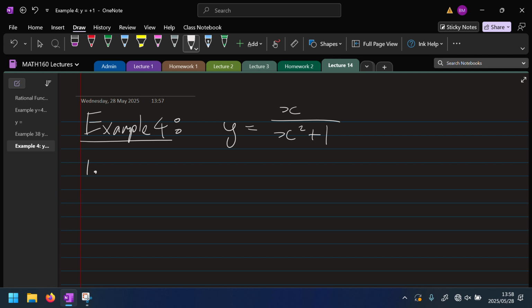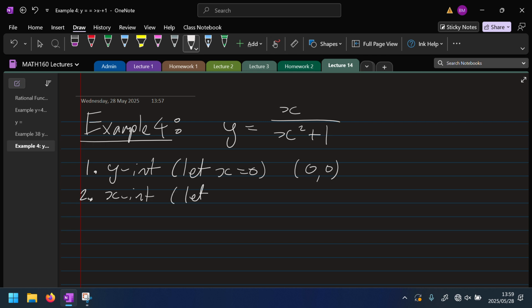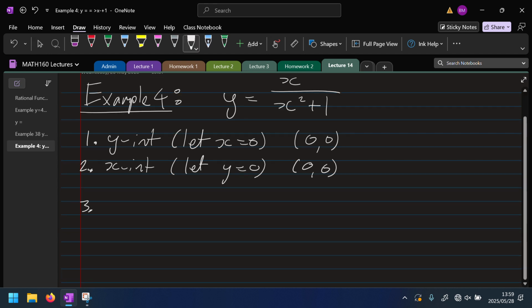Number 1, y-intercept. So we let x be 0. If x is 0, y is 0, so we get (0, 0). X-intercept. Now y is 0. The left-hand side is 0, so that means x is 0, so we get (0, 0). These first 2 should be very quick. You just substitute and get the points. Not much involved there.